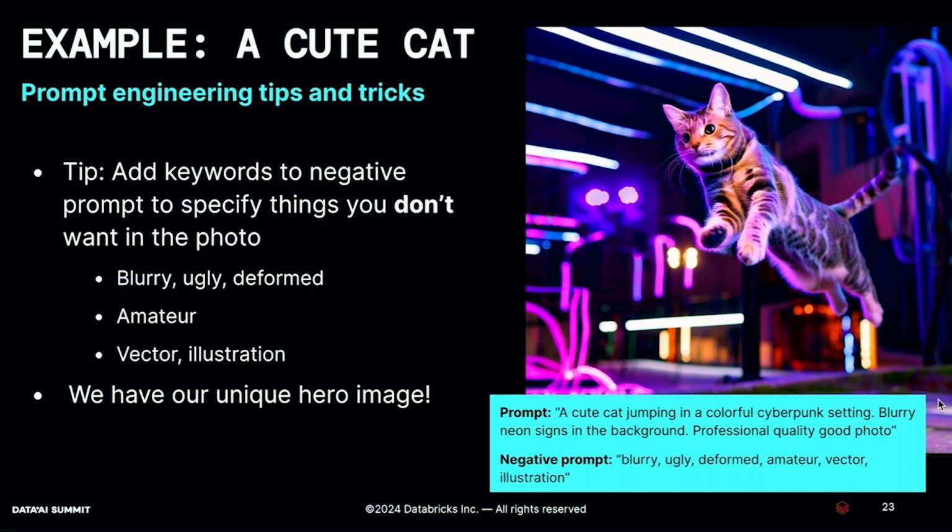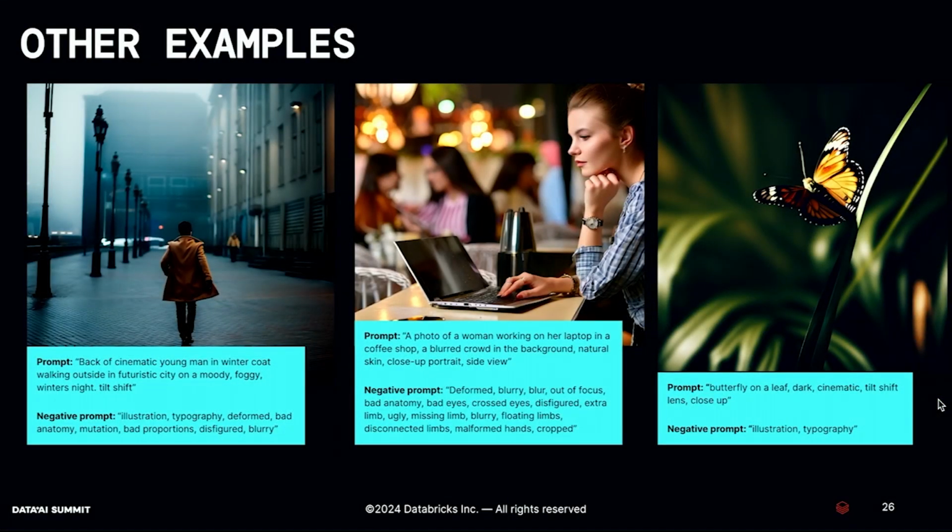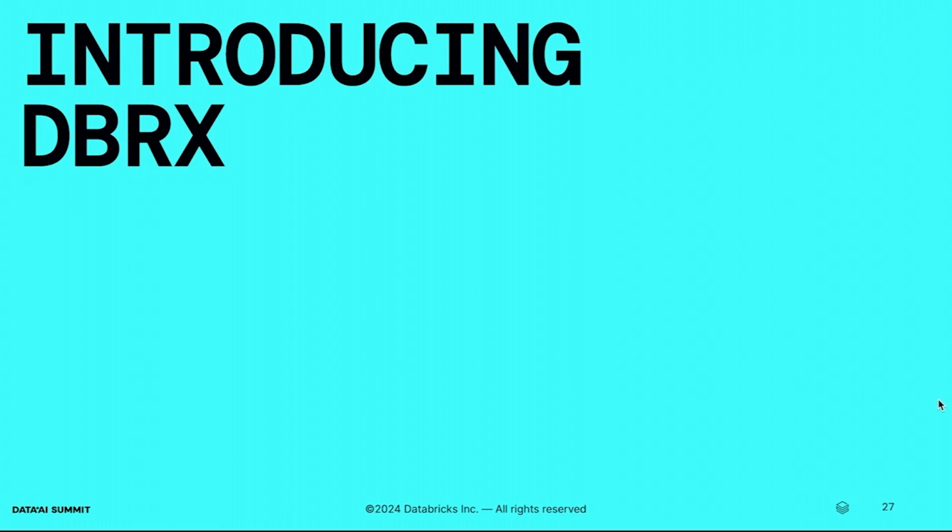And just in case folks can't see it in the back there, the prompt is: a cute cat jumping in a colorful cyberpunk setting, blurry neon signs in the background, professional quality, good photo. So I just kind of wanted to end with a couple other examples from the ImageAI model. You can see they're all very high quality. There's definitely the photorealistic element to these photos, and the prompts are also attached to these photos, so you can see how we generated these. And with that, I'd like to pass it back to Hagay.